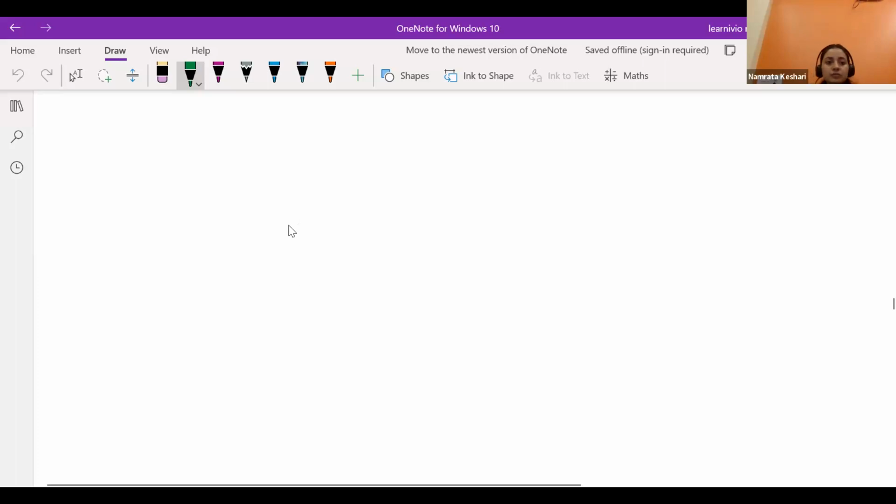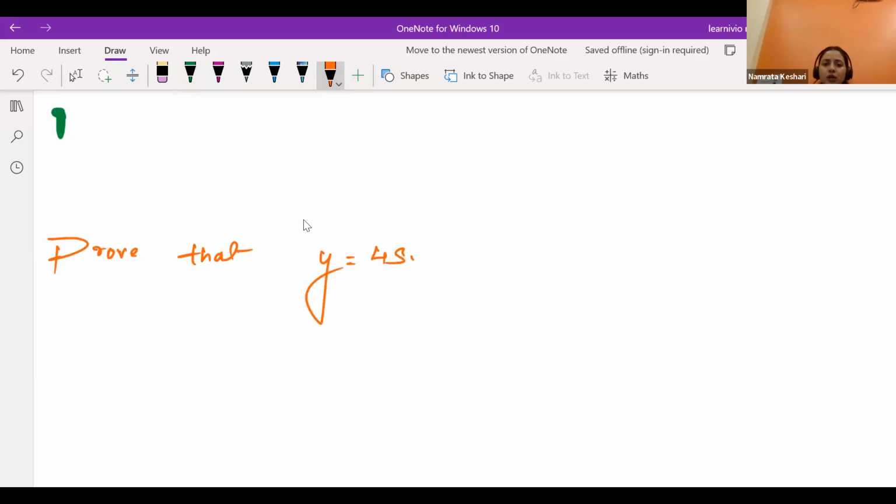So this is the question. Prove that y is equal to... Let's do it quick. Let me know, have we done this question? If we have done it, then I'll leave it. Have we done it?